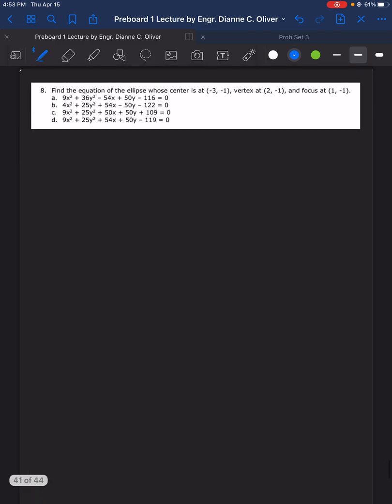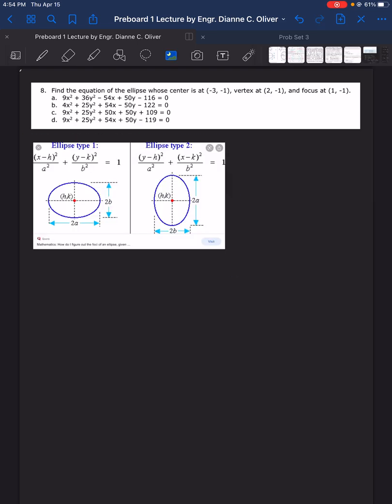Okay, let's go to number 8. Find the equation of the ellipse whose center is at (-3, -1), vertex at (2, -1), and focus at (1, -1). So we have these choices. I will not read them already. We have the center, given vertex, given focus. Let's use this figure. Either we will use figure type 1 or figure type 2.